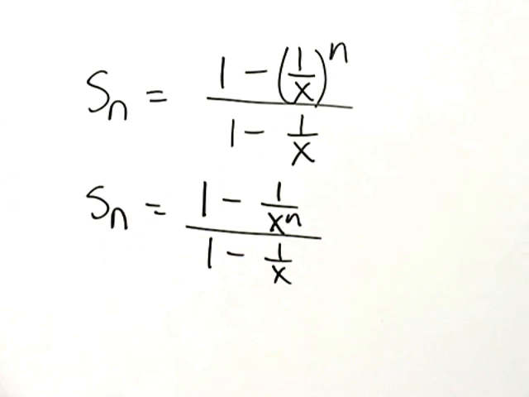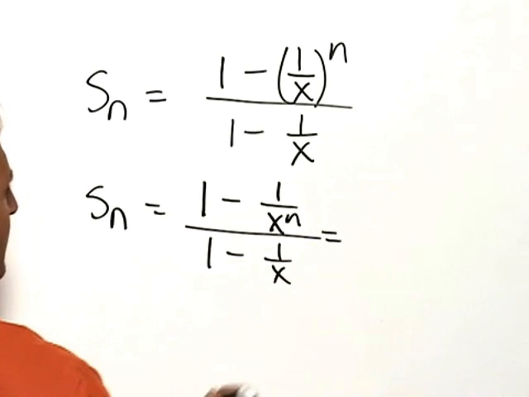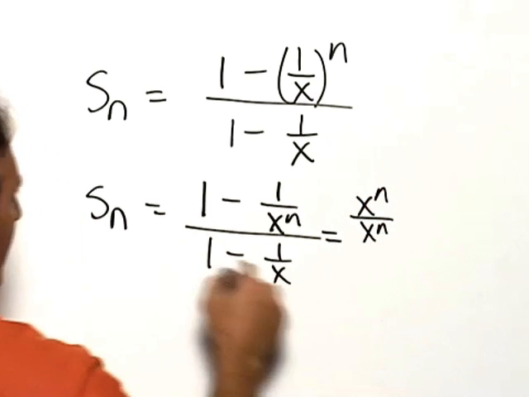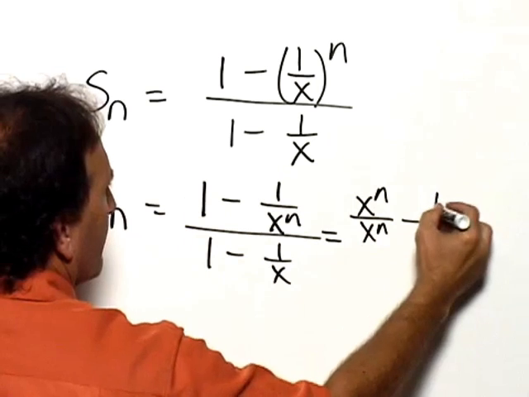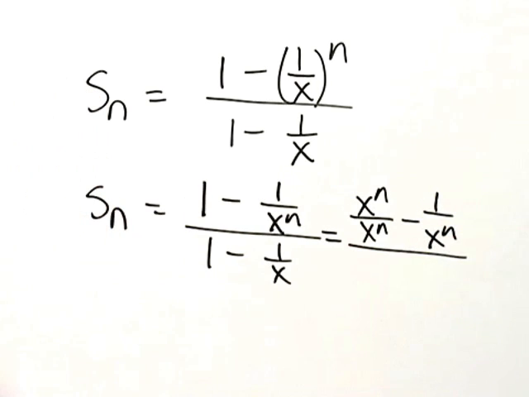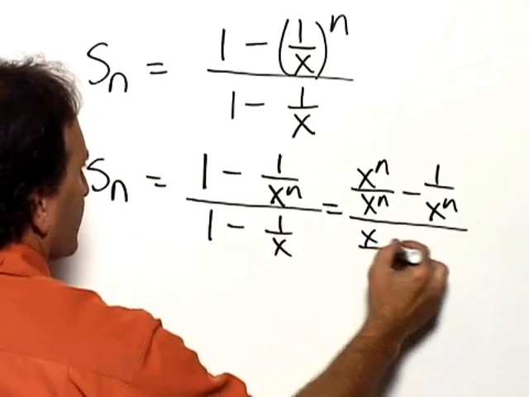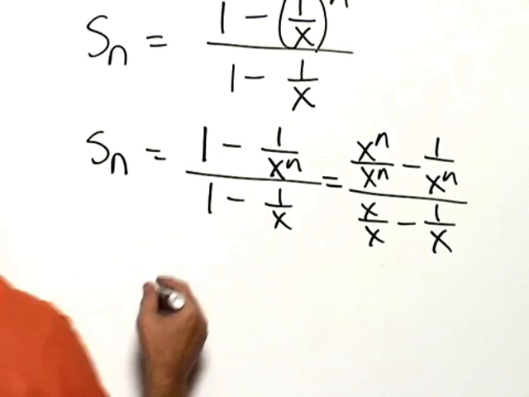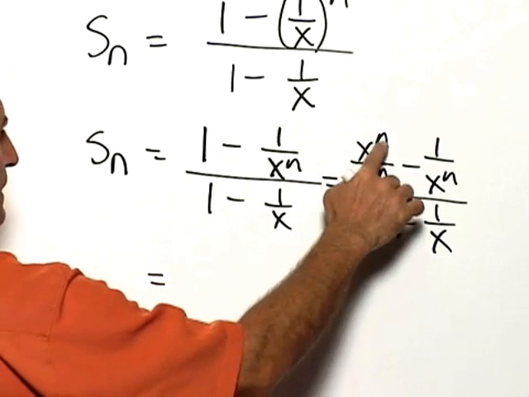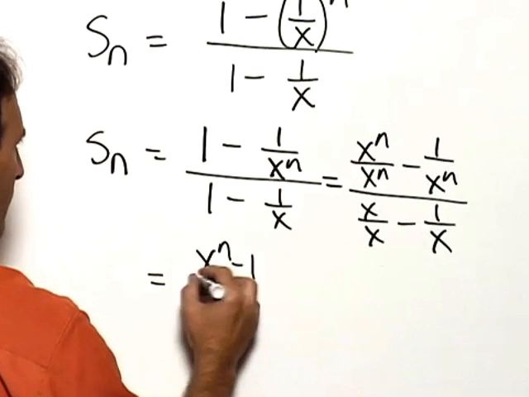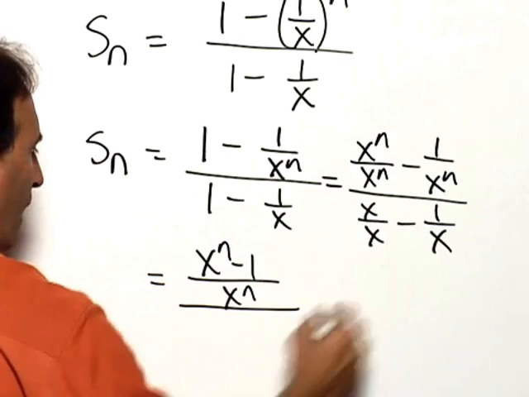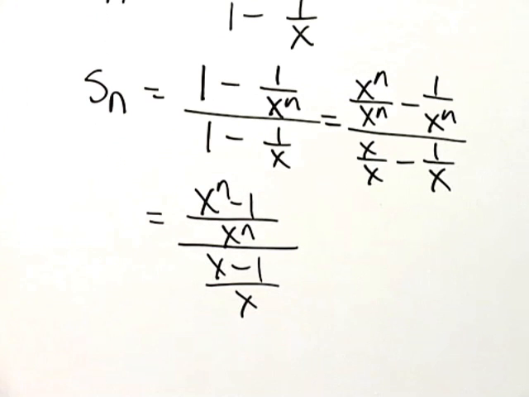Now let's combine the numerator and then combine the denominator. To do that, we have to have a denominator of x to the n. So this would be x to the n over x to the n, that's the 1, and then minus 1 over x to the n. Similarly, here, this 1 we would write as x over x, and then minus 1 over x. We can now combine them since they have the same denominators. That is x to the n minus 1 over x to the n, all divided by x minus 1 over x.